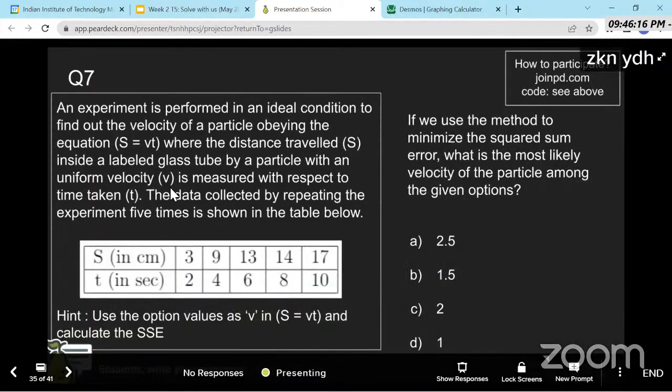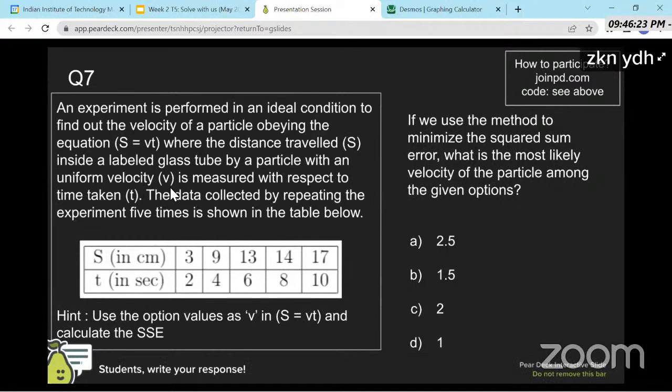Having known that, you see this, there is a question. Let me explain this. An experiment is performed in an ideal condition to find out the velocity of a particle obeying the equation S equals Vt. So here it is similar to y equals mx plus C, where C is 0. I hope you get this.